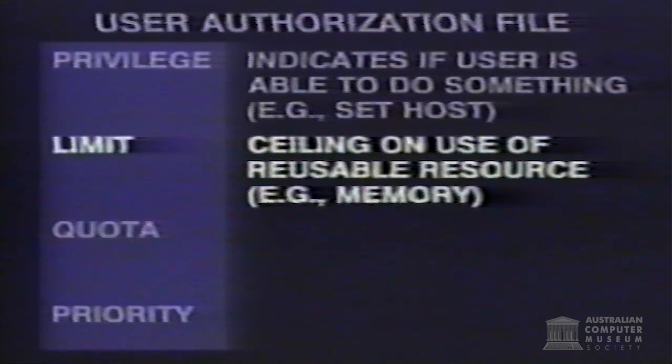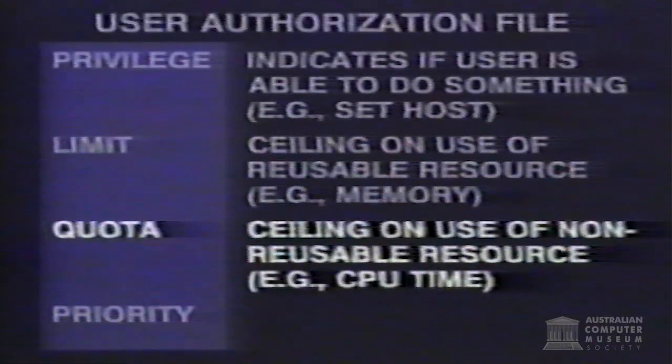A privilege indicates if a user is allowed to do something. For example, one privilege indicates whether a user may use a network service such as set host. The privilege mask is a data structure which consists of 64 privilege bits that define the set of privileges for a particular user. A limit is defined as a ceiling on the number or amount of a reusable resource, for example memory, that a user may have. A quota is similar to a limit, except it represents a ceiling on the amount of a non-reusable resource, such as CPU time.